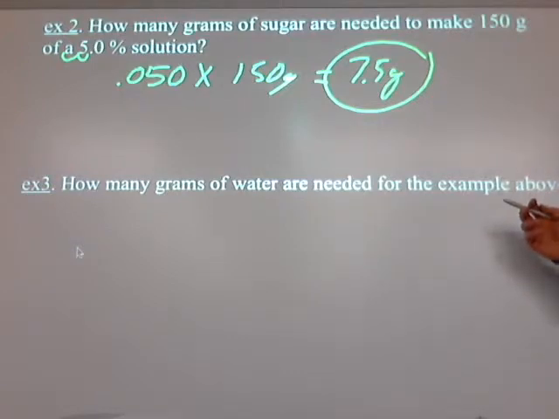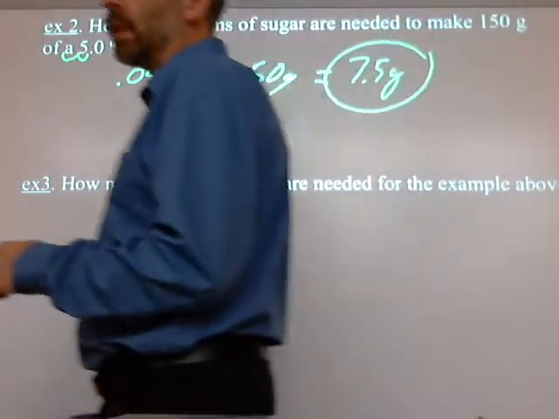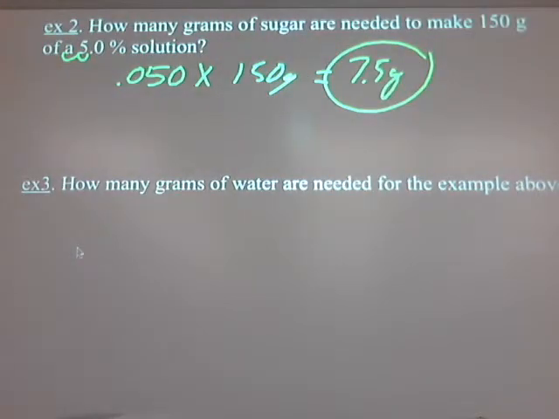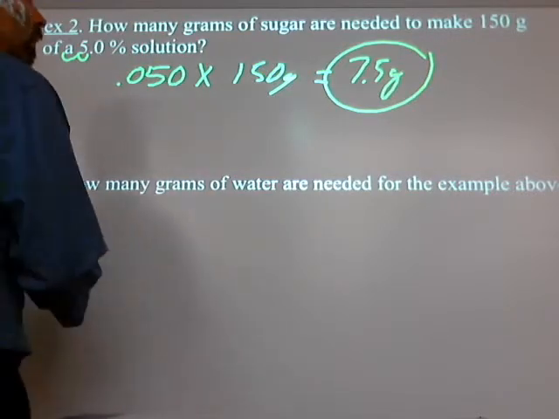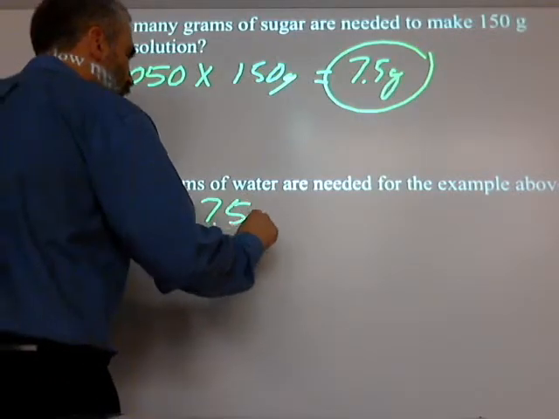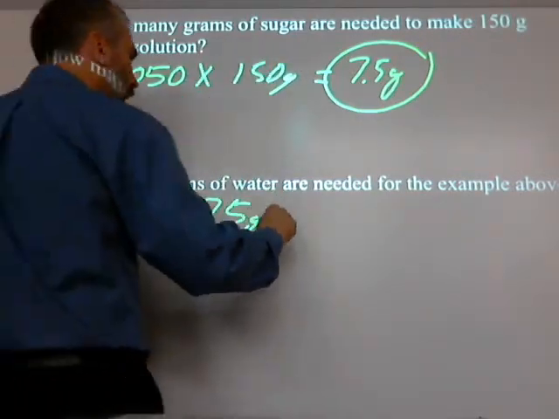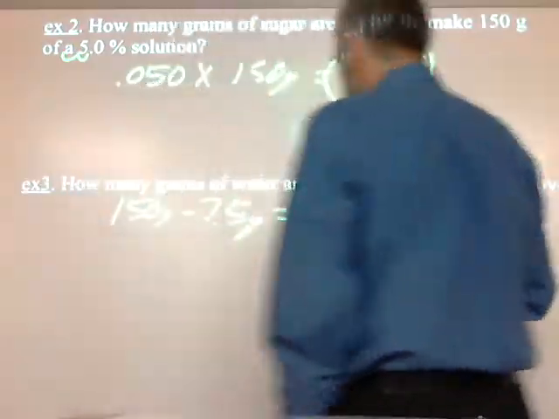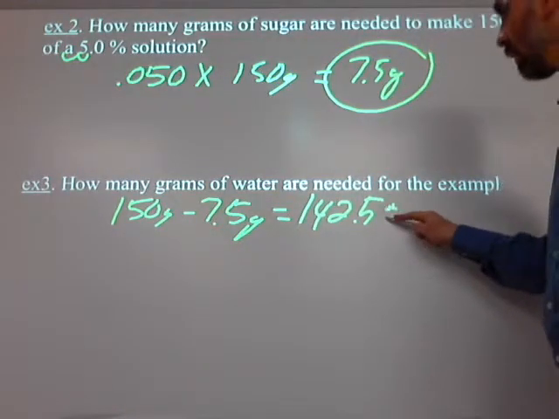In that same example, if I asked you how much water you would need, the answer is not 150 grams. What's the answer going to be? How much water would you add to your 7.5 grams of salt? What do you think you're going to have to do here? Ben? 142.5. Okay. You're going to have to take 150 grams minus the 7.5 grams you already have for the salt, and that will give you 142.5 grams. Is that correct?